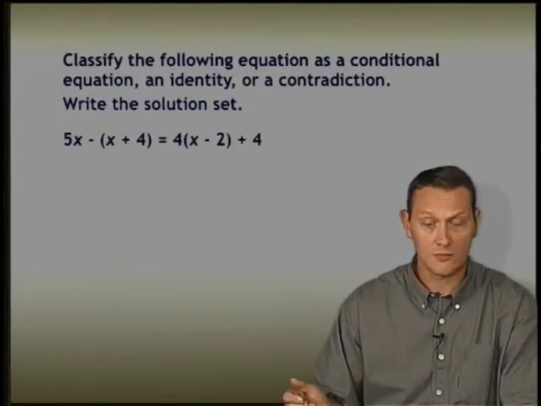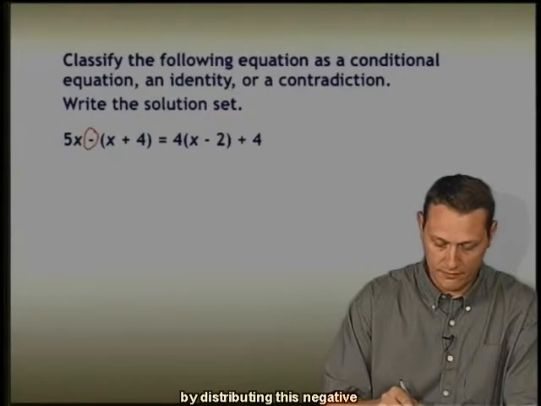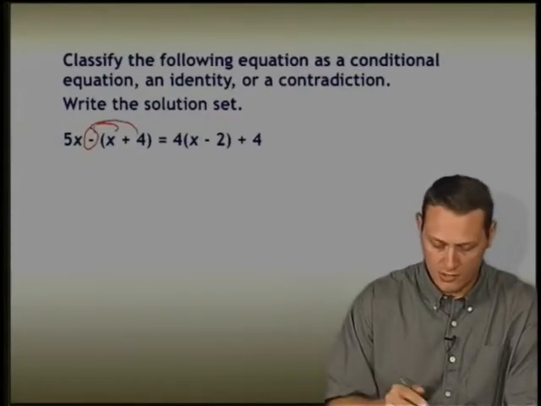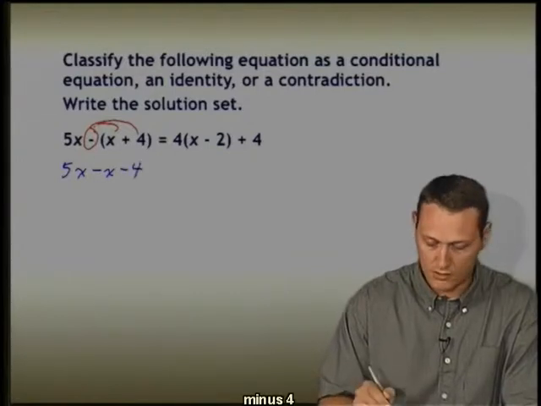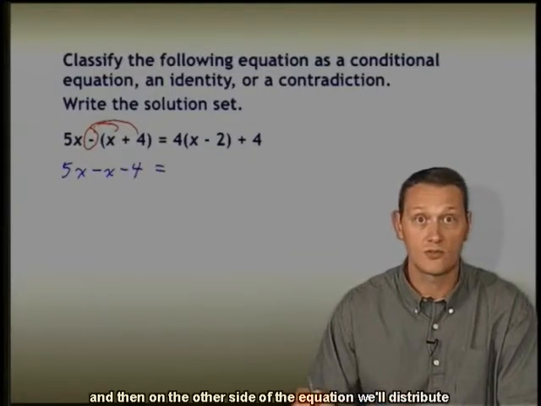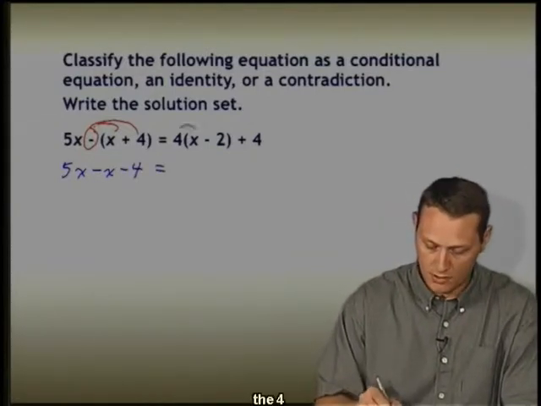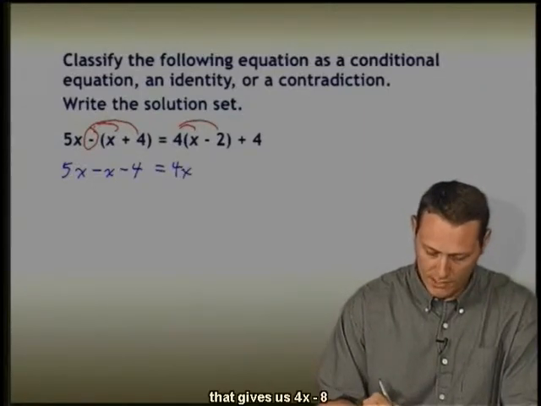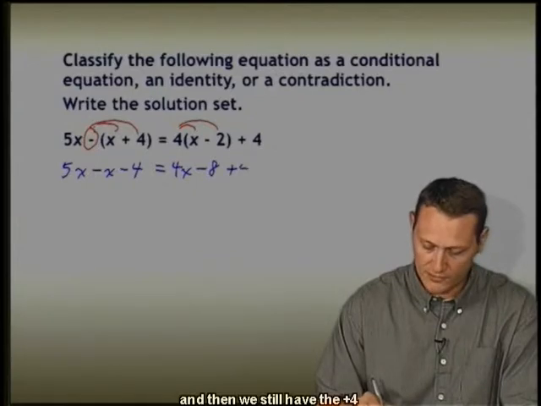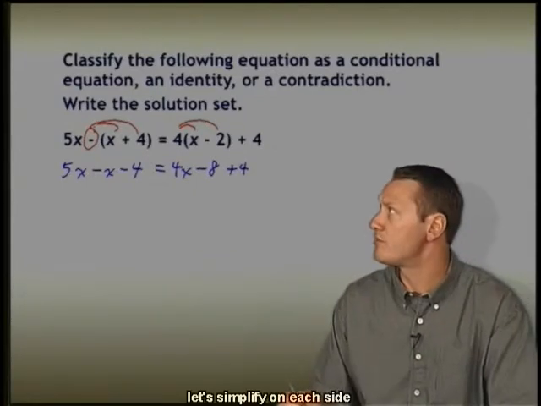Okay, let's start by distributing this negative by the x and the 4. So we get 5x minus x minus 4. And then on the other side of the equation, we'll distribute the 4 by the x and the negative 2. That gives us 4x minus 8, and then we still have the plus 4. Let's simplify on each side.